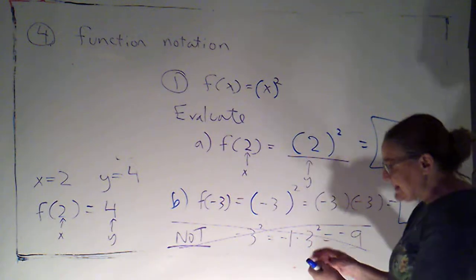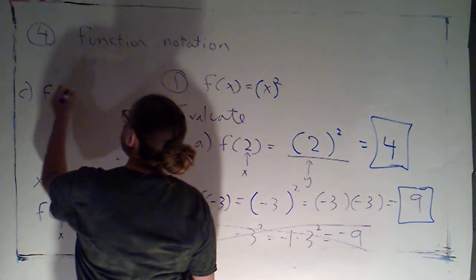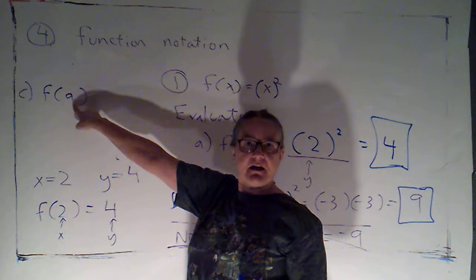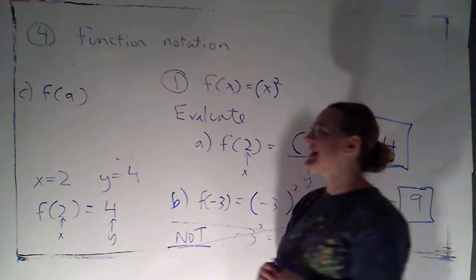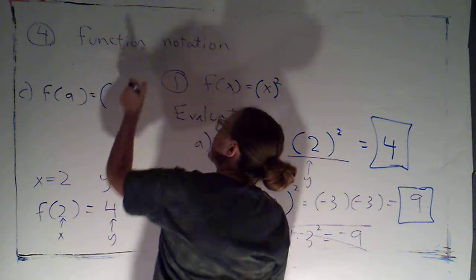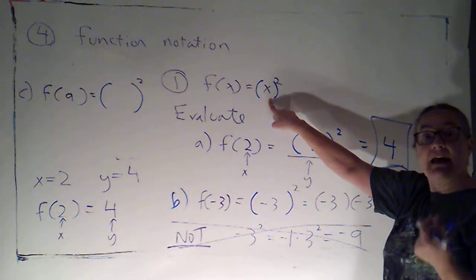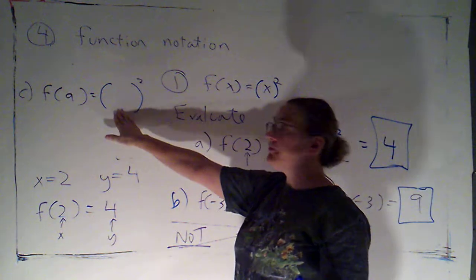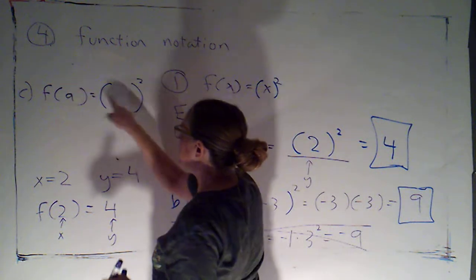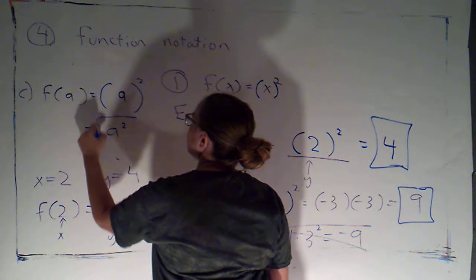Okay, there's a part C here. Let me just do that over here. Part C asks us to evaluate f of a. So they're not giving us a specific number, but they're telling us our input is a. Okay, well, I'm going to once again just copy the formula, but instead of writing x, that was just a placeholder for my input, I'm just going to put some parentheses there. What's in parentheses here goes in the parentheses here. And so we just get a squared.